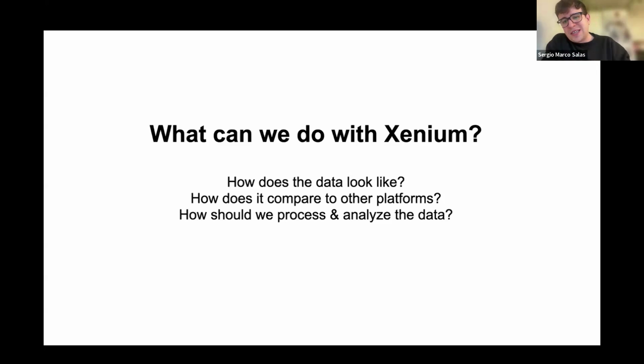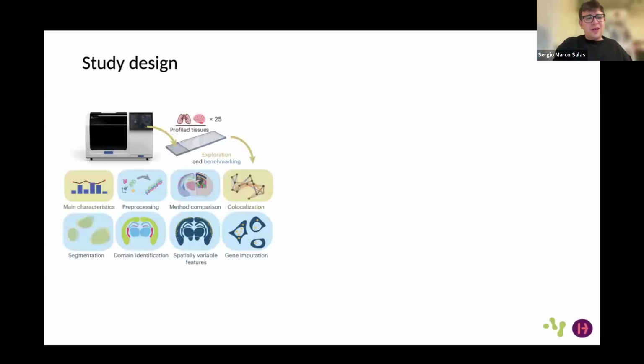And also, how should we process and analyze data to make the most out of it without inducing artifacts or any potential errors that we have? And that's what I'm going to be talking about during my seminar. And basically, to answer this question, we tried to assemble a large data collection.